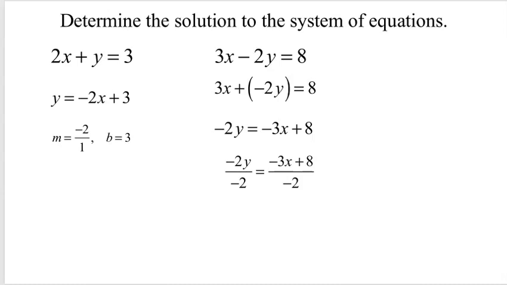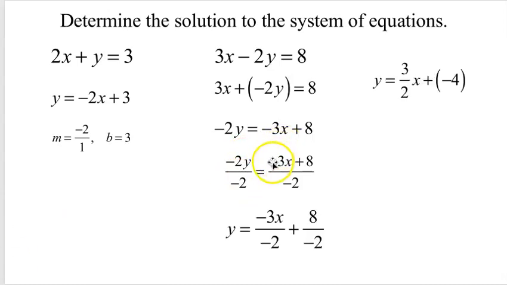But just to make sure we see that, dividing both sides by -2, left side -2y over -2 is y. -3x over -2 plus 8 over -2. But -3x over -2, negative over a negative is positive 3/2 x. 8 divided by -2 is -4. So now our slope is 3/2, y equals mx plus b. Our slope is 3/2, our y-intercept is -4. Now I need to graph both of those lines and find the point of intersection.